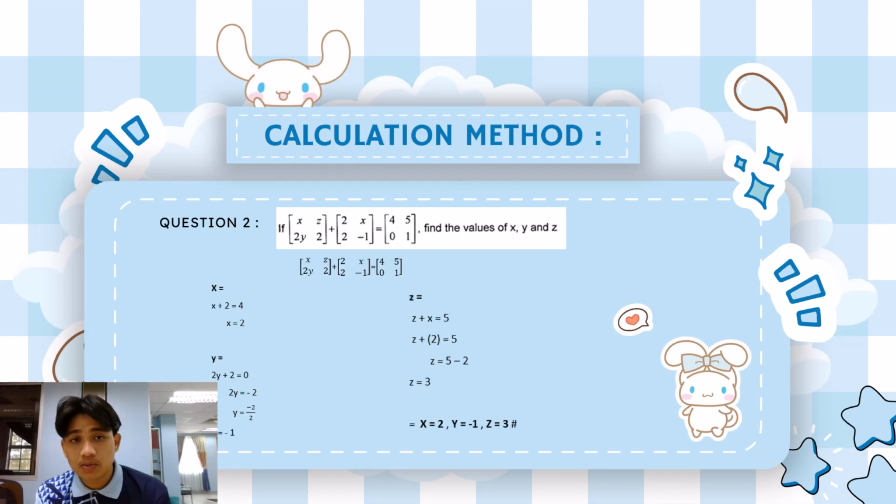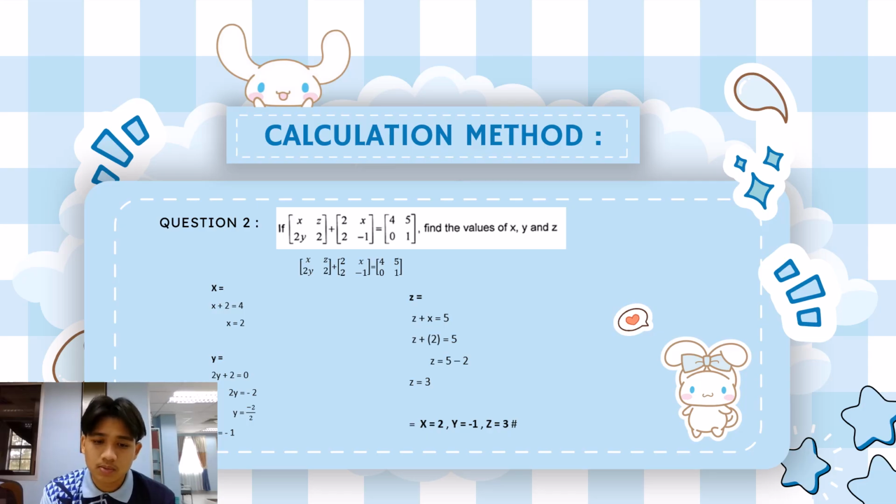Now let's move on to question 2. We are given an equation involving a matrix with unknown x, y, and z. Our goal is to find their values. Let's look at the matrix. We solve this by comparing each position in the matrix. First, we look at the top left. x plus 2 equals 4.